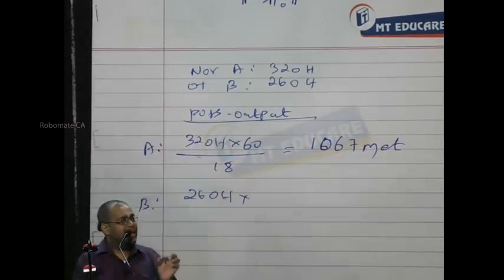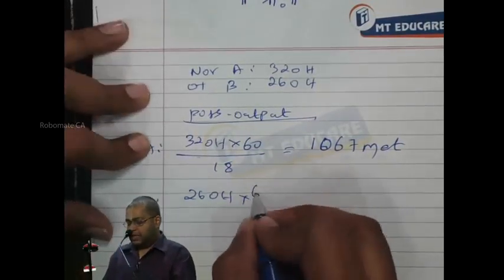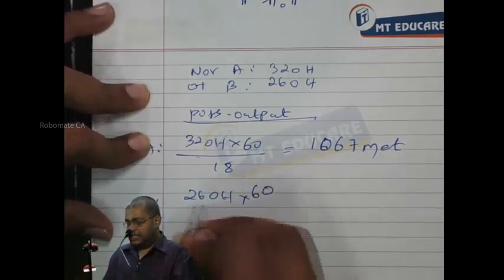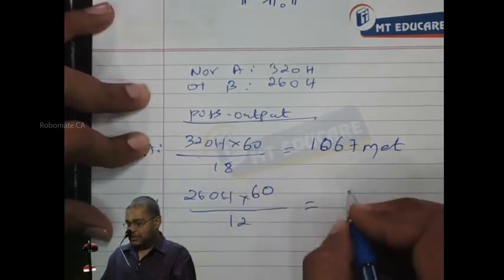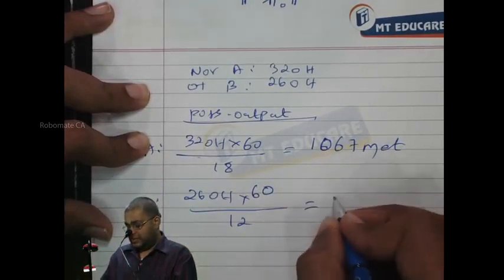260 hours. Tell me 18 inches pipe takes how many minutes in mission B? 12 minutes. 260 hours, how many minutes here? 60 minutes. Divided by what? 12. How many meters?